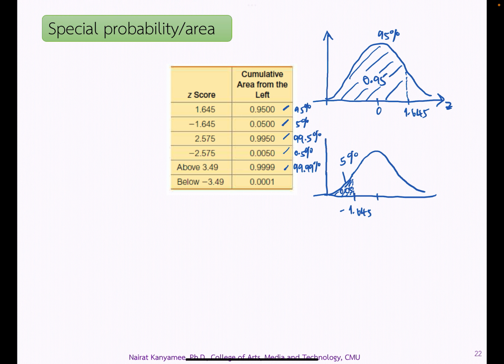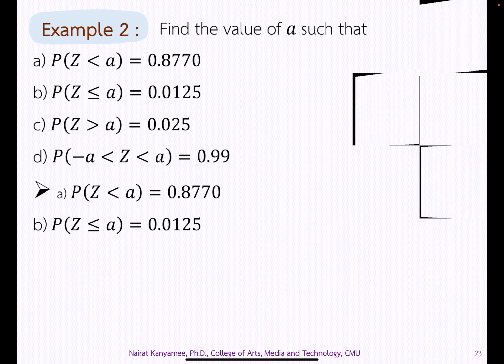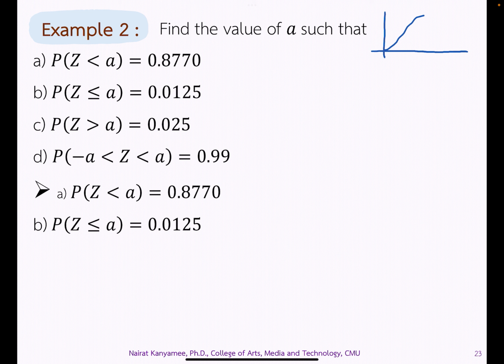Let's see how to do it. For example, right here, example 2: find the value of A such that P of Z less than A. We are looking for the value of A here. What is this value so that the area here is 0.8770?